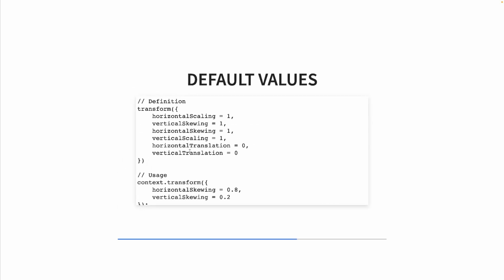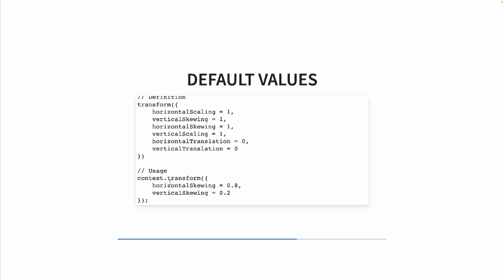We can add default values. So one really nice thing that might not be commonly understood about what default values can do is they can make the intention of calling the function clearer. So since all of the other parameters except for the skewing parameters were the default values, we can now see the intention of the original function call was to skew the context.